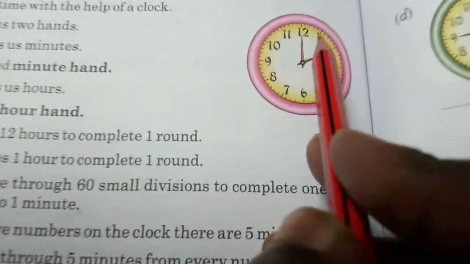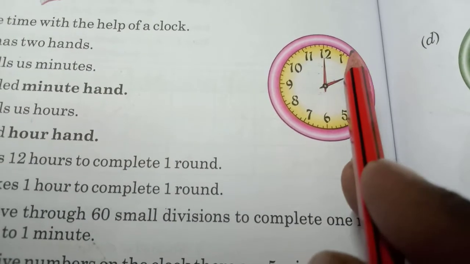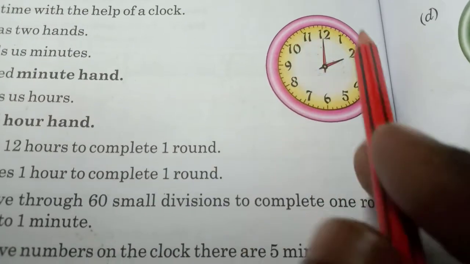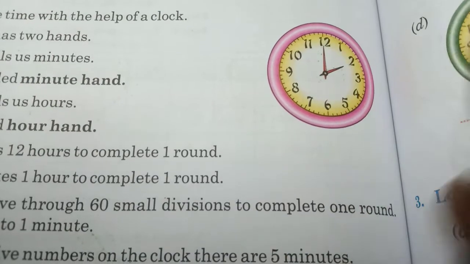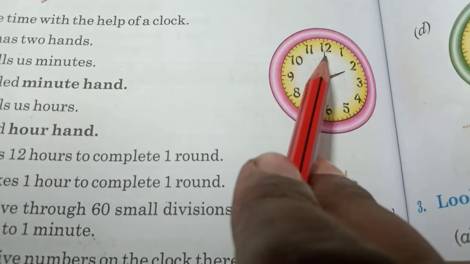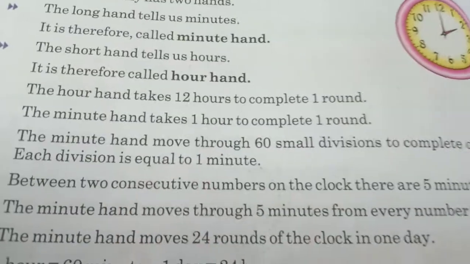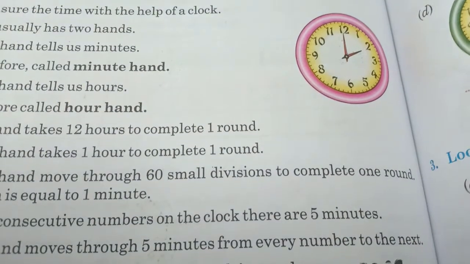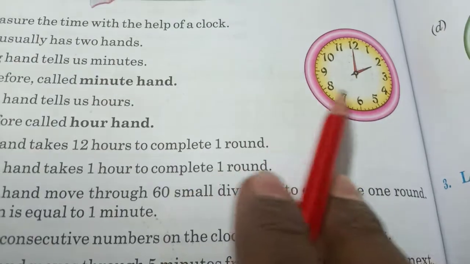Now there are 60 divisions. If you count from here to here, this is 5. Just like this 5, 5, 5, 5, 5. These 60 divisions are made, and these 60 divisions tell us the time. Means what? It will tell us the exact time. We can find out by this division. How we will read the watch, I will teach you in the next video. But today we will learn about some basic fundamental parts of the watch.